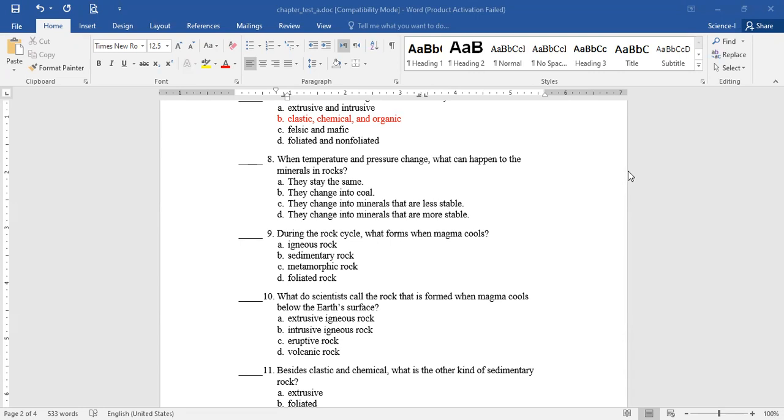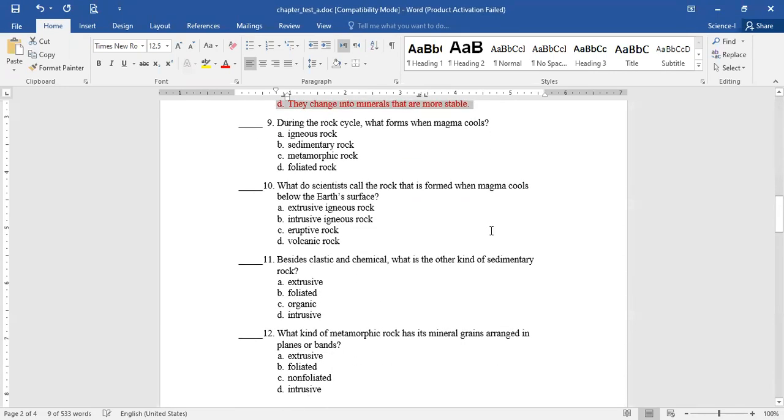It will change to a mineral that is less stable or change to a mineral that is more stable? Less stable. If it's less stable, that means this change will not last for a long time. It will return back to be stable. So the answer will be more stable. You get the idea? Yes. So question number 9.